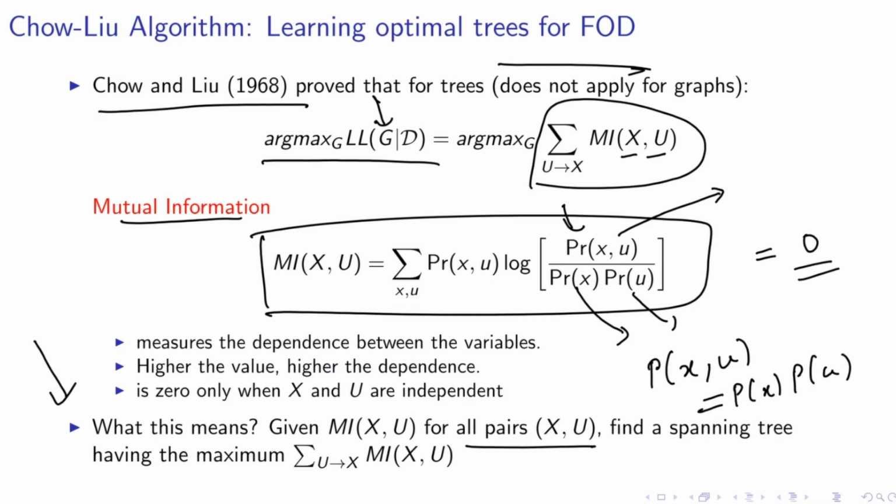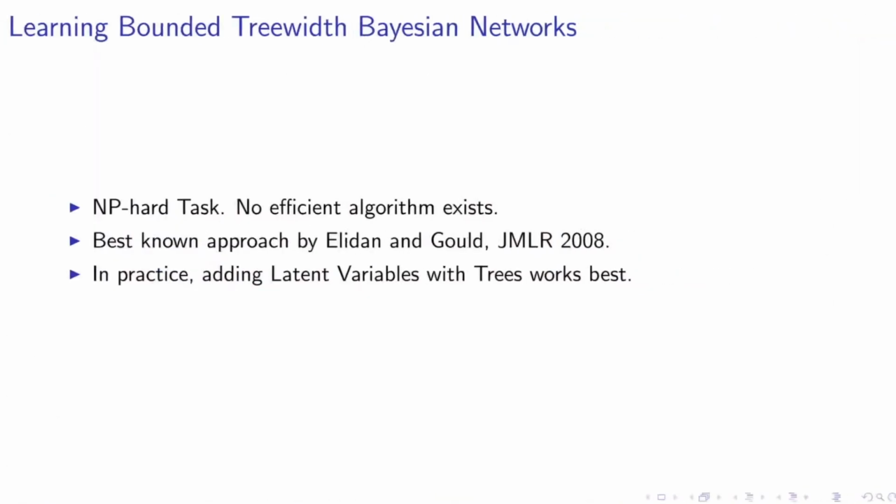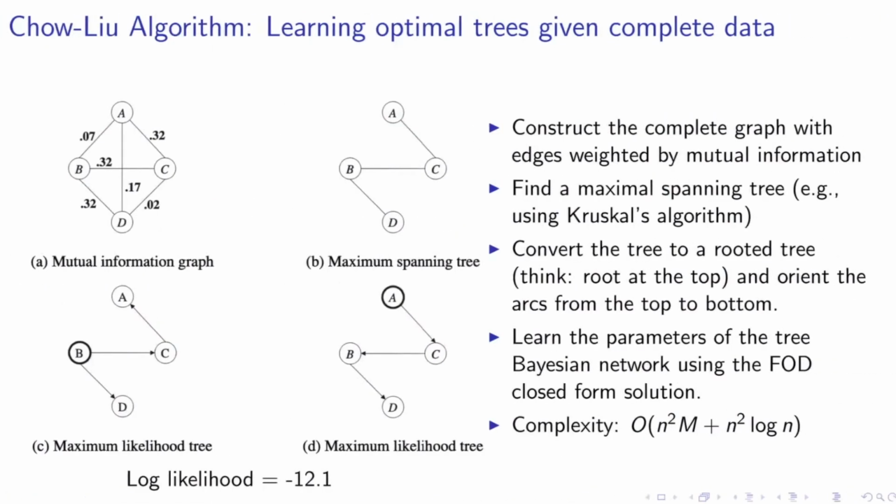So one way of looking at this is: start with a complete graph, such that the weights of the edges in the graph are the mutual information scores. Then find a spanning tree of that graph such that the spanning tree has the maximum weight. Okay? So that's why this algorithm is very easy.